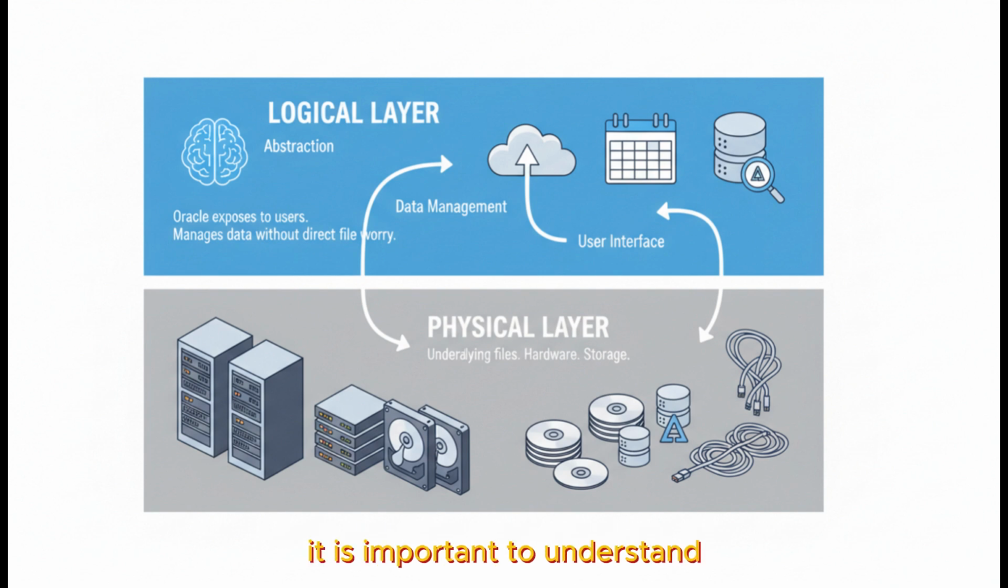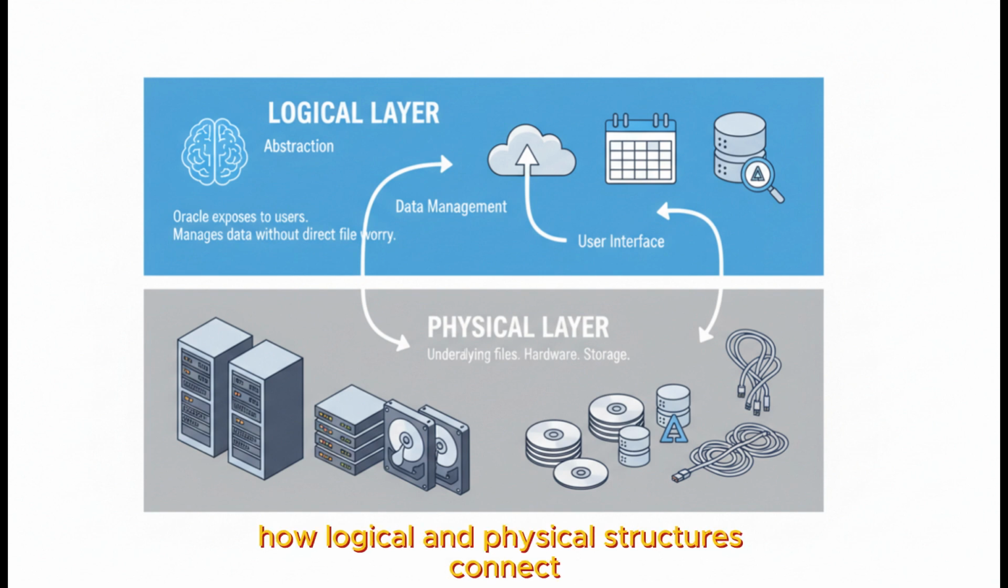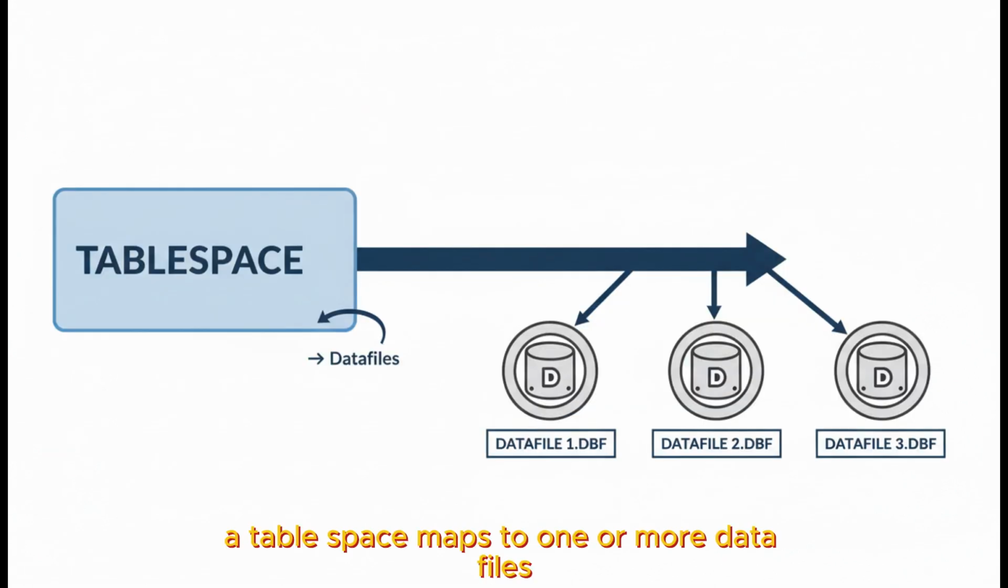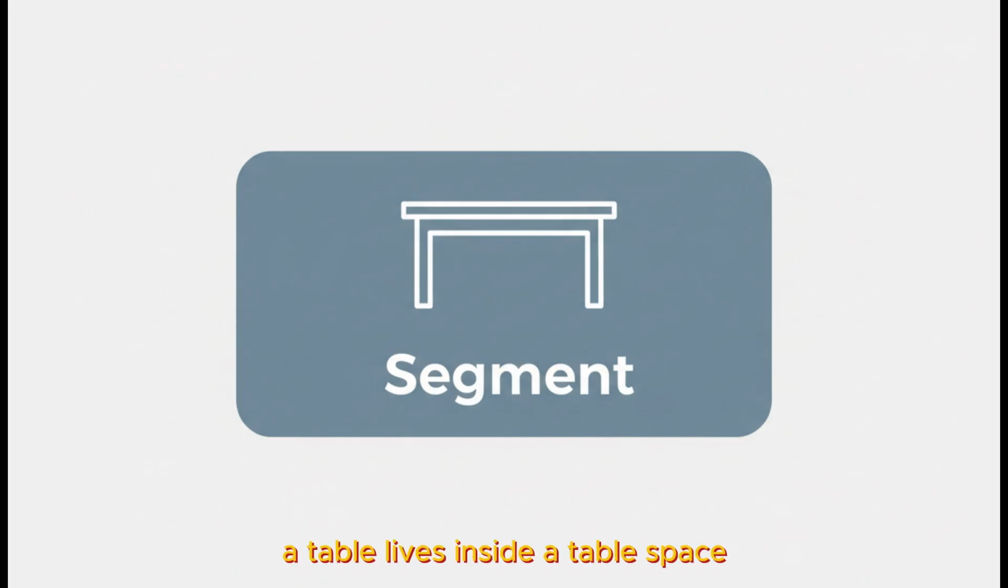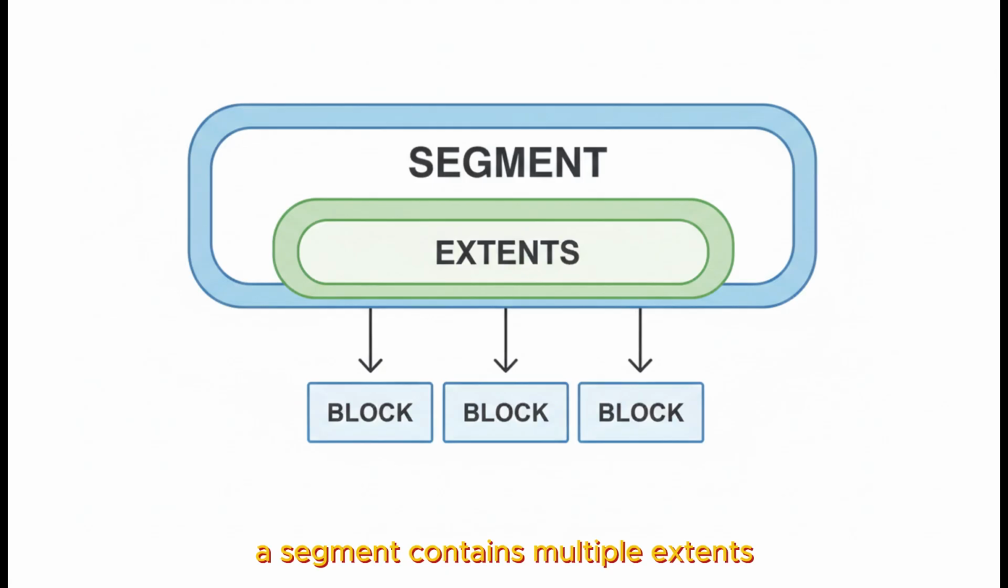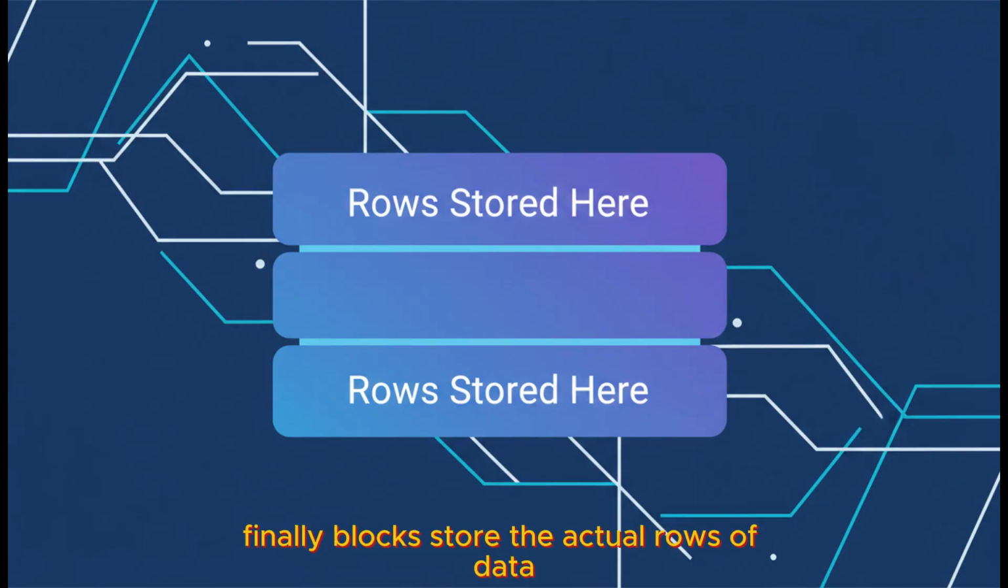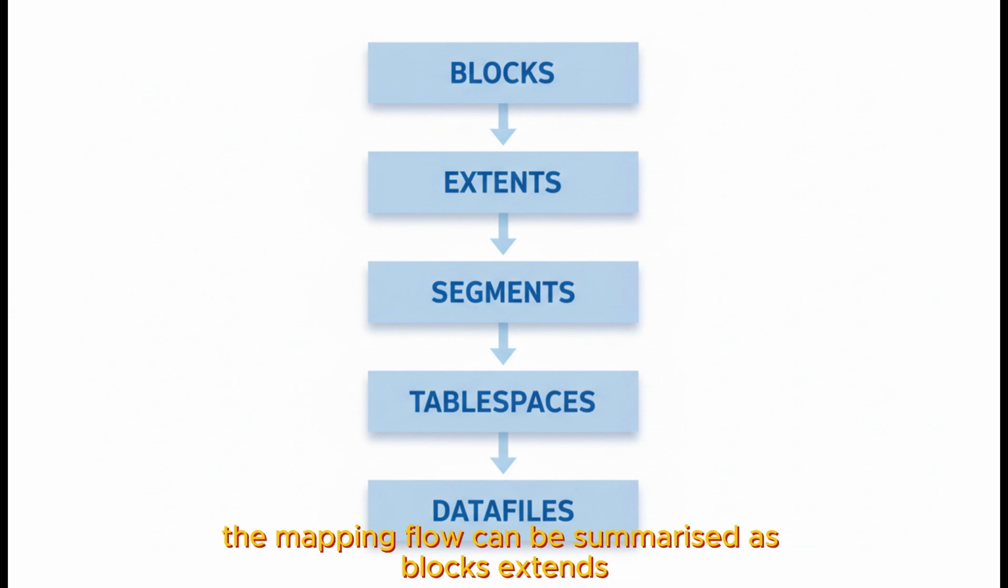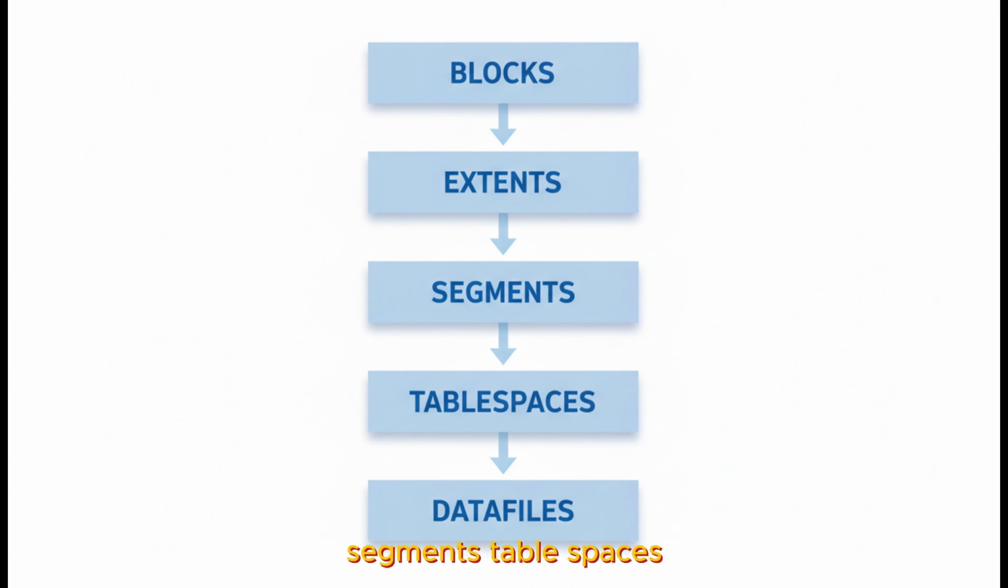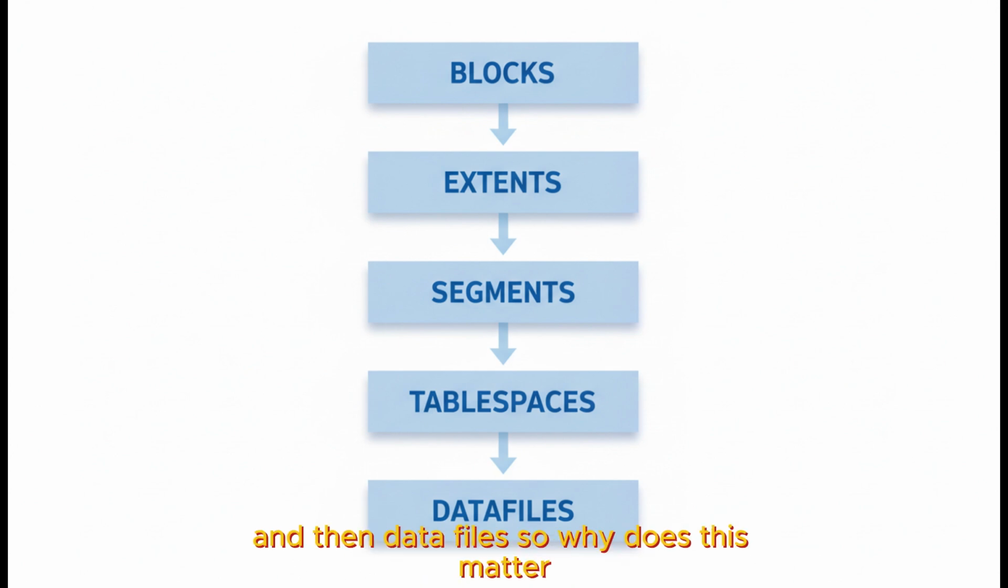It is important to understand how logical and physical structures connect. A tablespace maps to one or more data files. A segment, for example a table, lives inside a tablespace. A segment contains multiple extents, and extents contain blocks. Finally, blocks store the actual rows of data. The mapping flow can be summarized as blocks, extents, segments, tablespaces, and then data files.